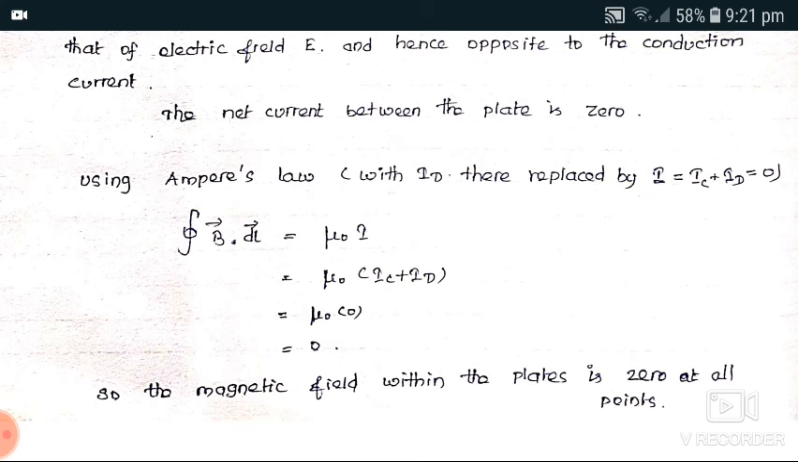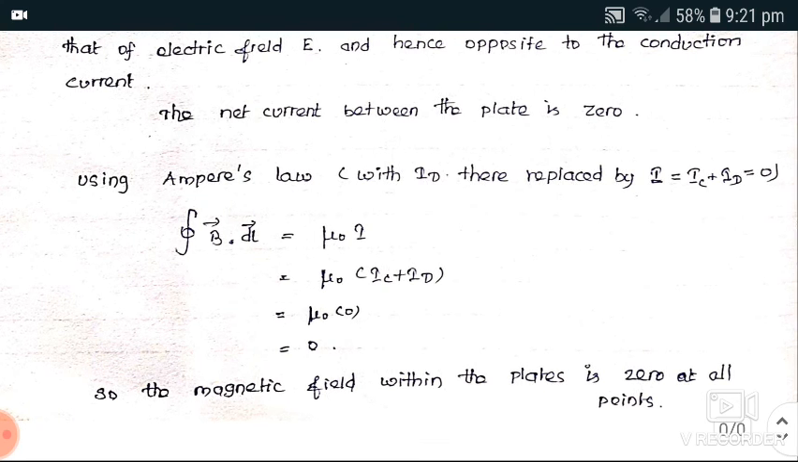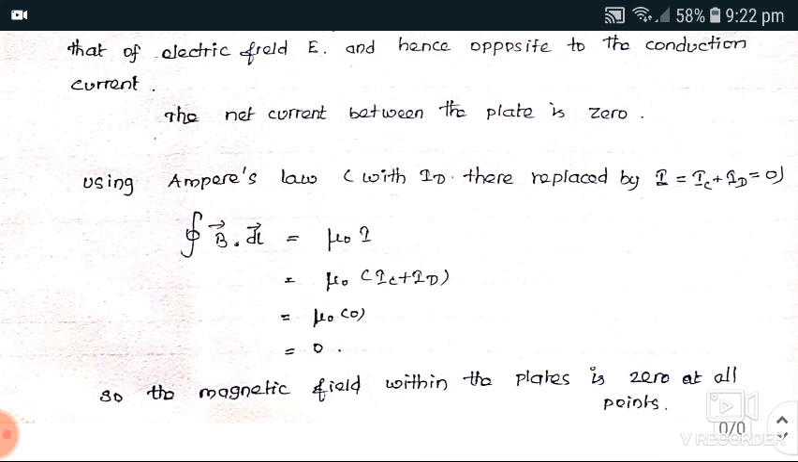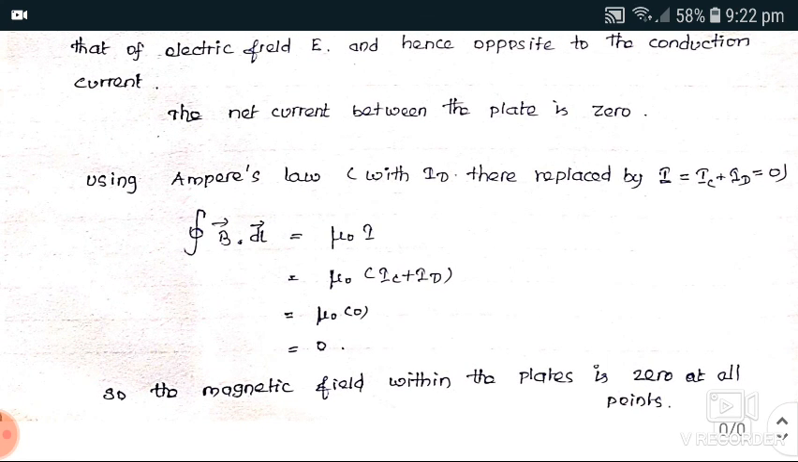In Ampere's Circuital Law, the closed integral of B vector dot dl is equal to mu naught into I, where I is replaced by I_C plus I_D. The value of I_C plus I_D is 0, so the total is 0, and the magnetic field within the plates is 0 at all points.